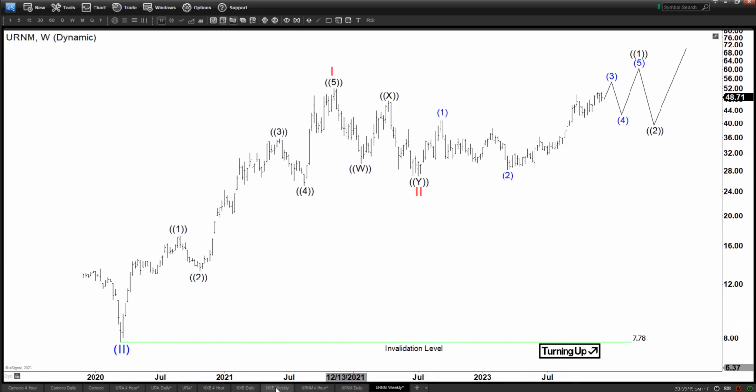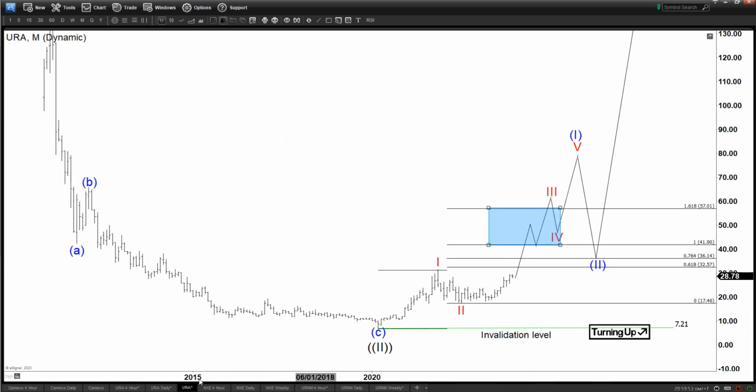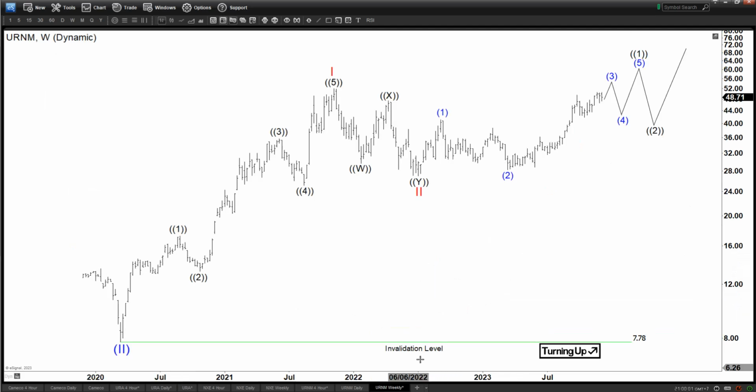If you look at URA, remember from the 2020 low, we also got this 1, 2 here, right? This is the 2020 low, so we got 1, 2, and then now it's trying to break above that peak. Now if you look at URNM, very similar. From the 2020 low, you got this 1, 2, and clearly 5 waves here. Look at this: 1, 2, 3, 4, 5. That's the direction of the trend, 5 waves, right?